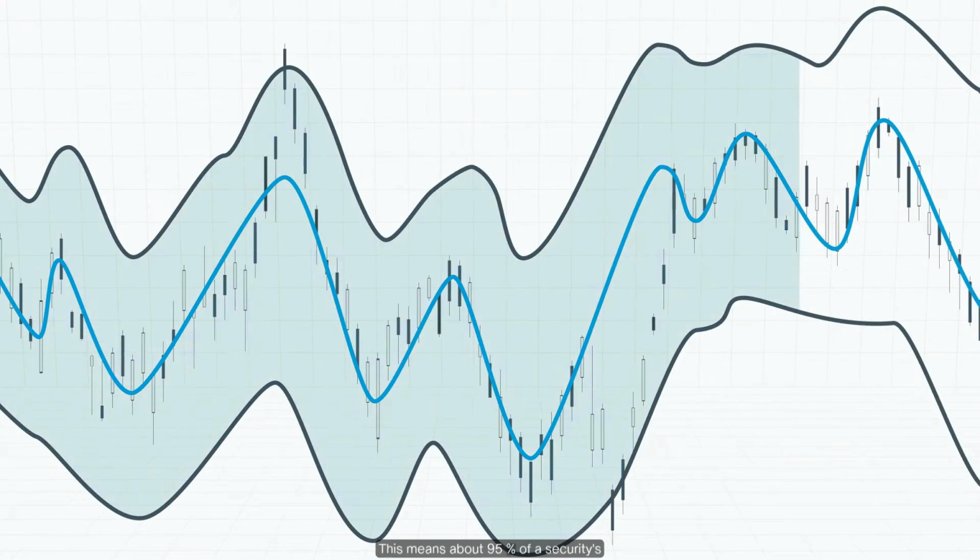This means about 95% of a security's historical price movement is likely contained within the 2 bands. This information can help you add context to trends and potentially determine when they might be overextended and reverse.